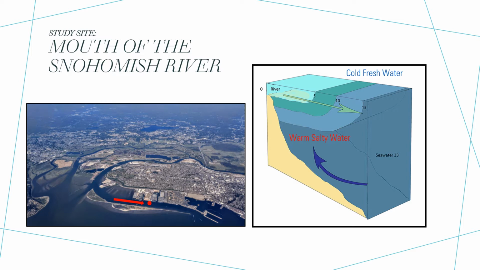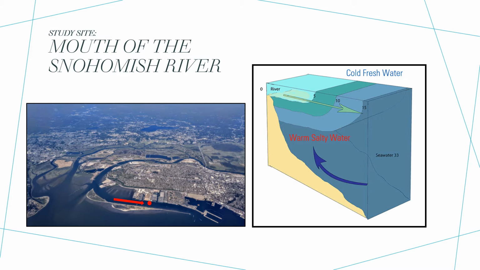A unique environment is created when the cold fresh water from the river clashes with the warm salt water from the sea. The denser seawater sinks, creating a layered water column. The region where the two bodies of water mix is called the cline. This can further be separated into the halocline, or the salinity gradient, and the thermocline, or the temperature gradient.